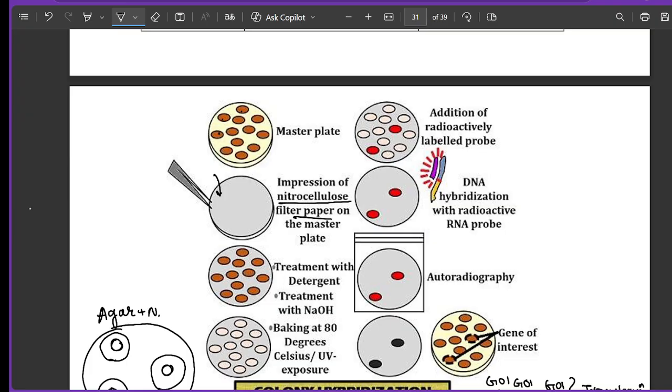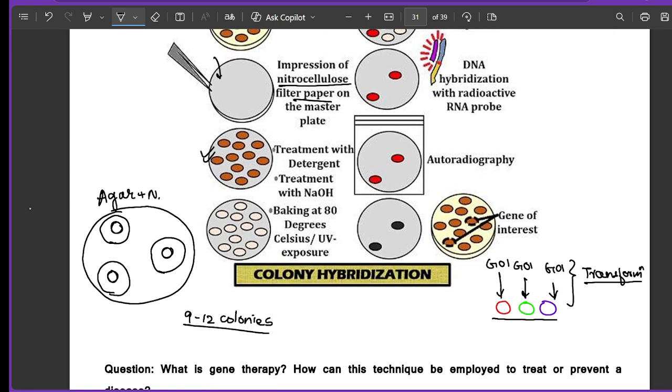So we'll take this nitrocellulose membrane. Upon this, some of the colonies will come in this way. Now you need to treat it with detergent or NaOH. Why are you treating it with basic conditions? Because basic conditions will help to lyse the bacterial membrane. Once the cell wall and plasma membrane are removed, now only the DNA is left. This DNA can either be the recombinant one or a normal DNA, based upon whether the transformation took place or not.